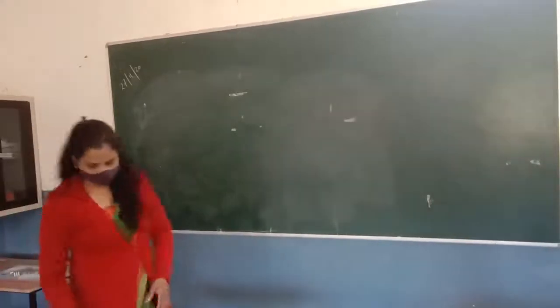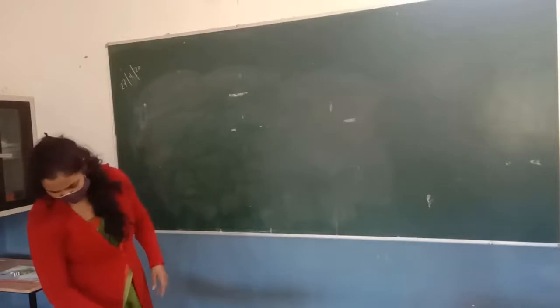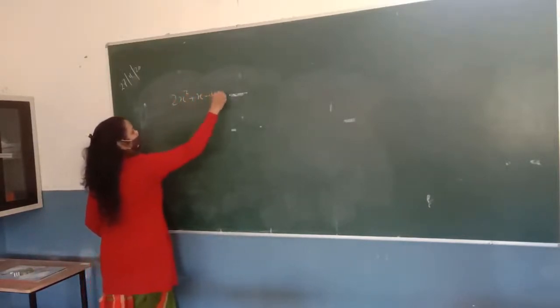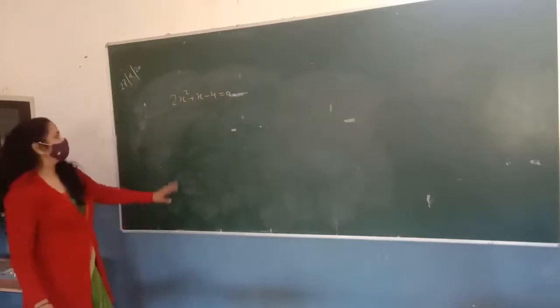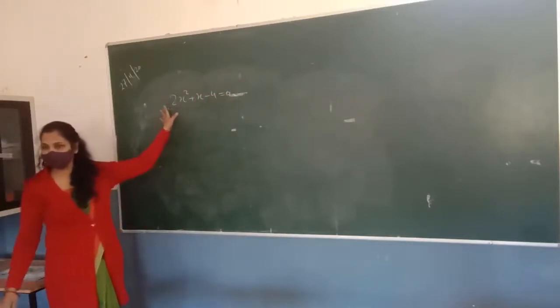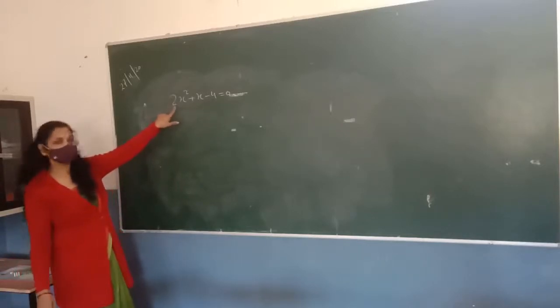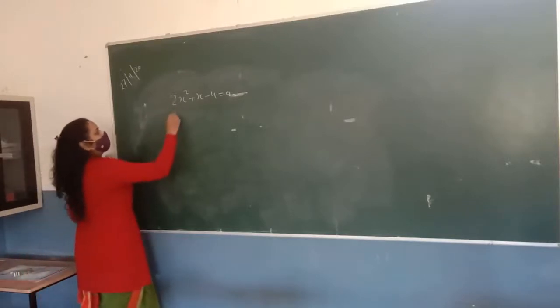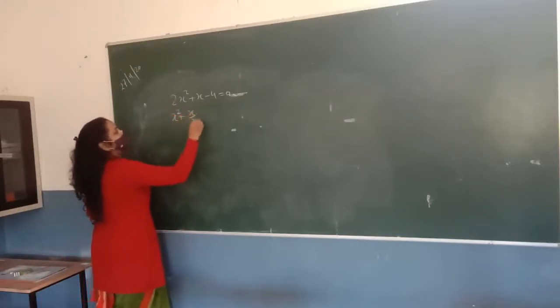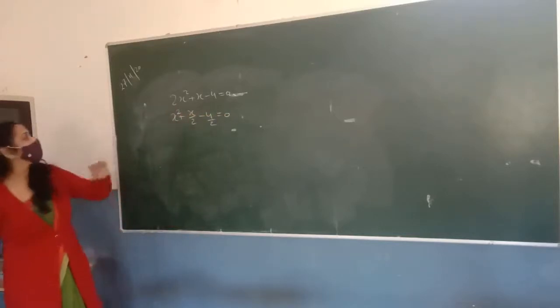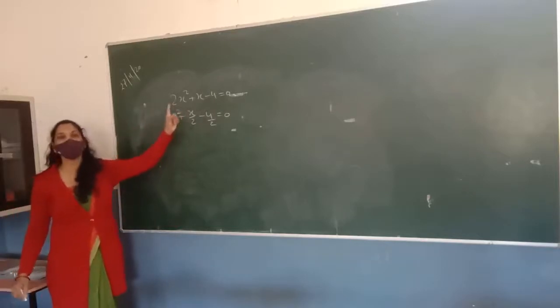Again, the complete the square method. Question is 2x square plus x minus 4 equal to 0. First, divide the whole equation by the coefficient of x square. Here it is 2, so we will divide it by 2. It will become x square plus x upon 2 minus 4 upon 2 equal to 0. Okay? The first step is you divide the equation by the coefficient of x square.